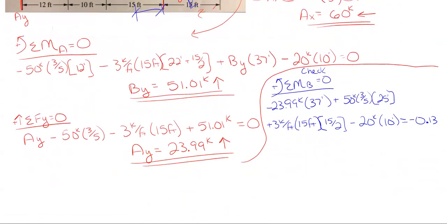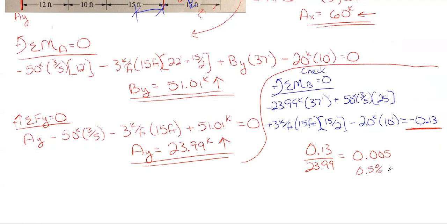And the reason why it did not equal out to be 0 is simply because the 51.01 and the 23.99 are rounded off answers. If we were to take these exactly as they are, then this would be exactly 0. But a good way to make sure, if this does not equal 0, how far off are you? Just take that number and divide it by the reaction that you used inside of that equation. And you will see that you get a very, very small number, which just means it's a very small percentage off.